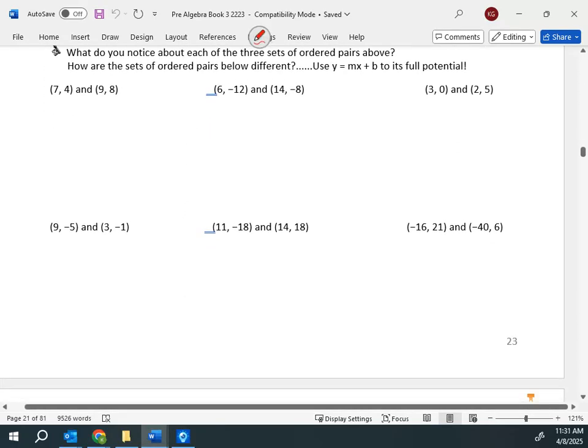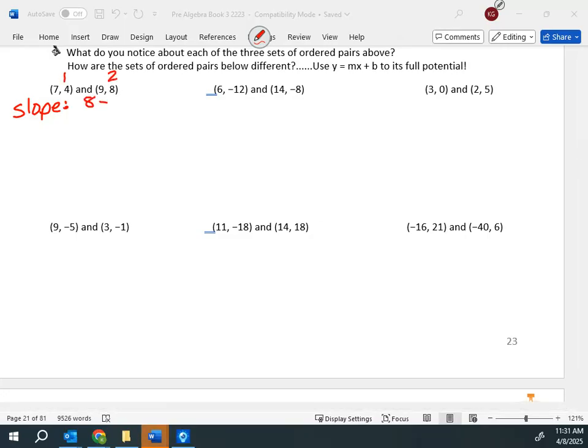So, can we find our slope? Yeah. So my slope is doing y2 minus y1 over x2 minus x1. 8 minus 4 is 4. 9 minus 7 is 2. I can simplify that down to just being 2 or 2 over 1.